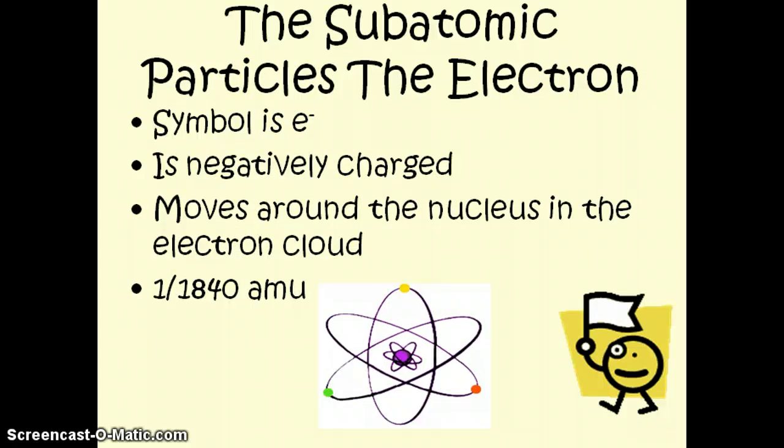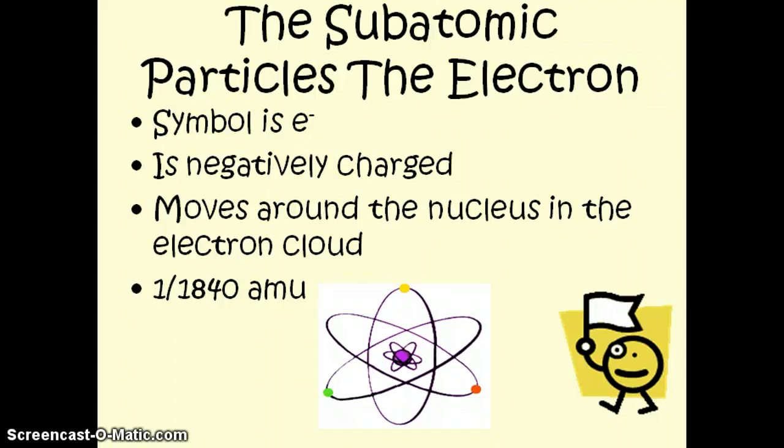And the last of our subatomic particles is the electron, by far the most exciting of our subatomic particles, as well as one of the least understood, and we're still kind of learning to understand about it. So what we do know is that we write it with the symbol E with a negative superscript. It is negatively charged, and it moves around the nucleus in that electron cloud, in that probability field. And its mass is around 1,840th of an AMU. So that gives you some idea of what kind of mass we're talking about with this particle.